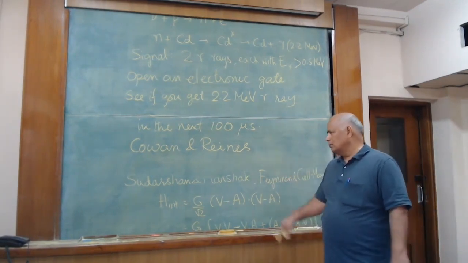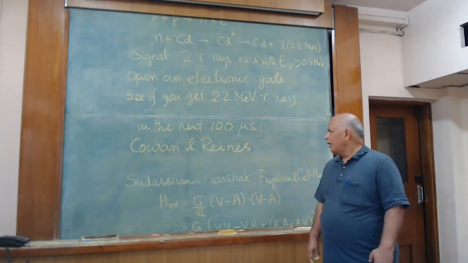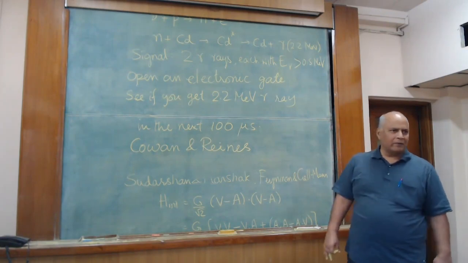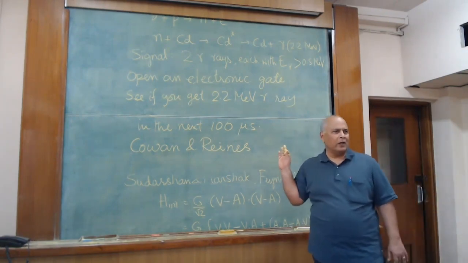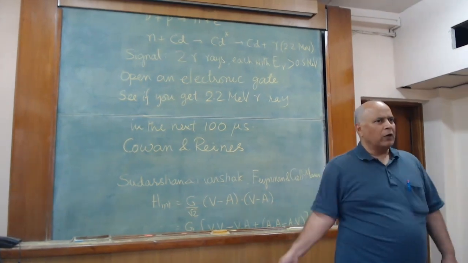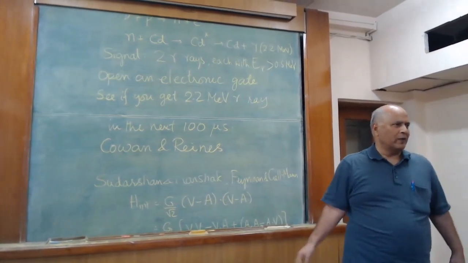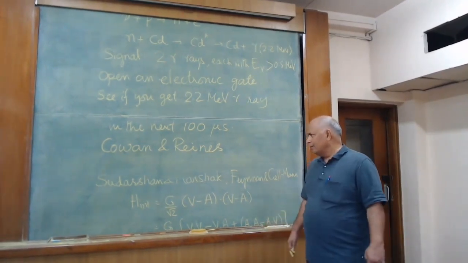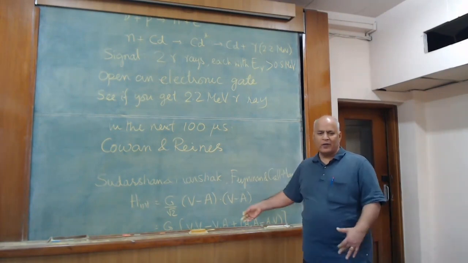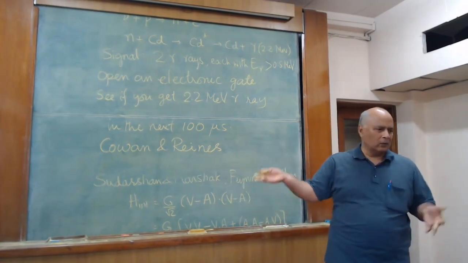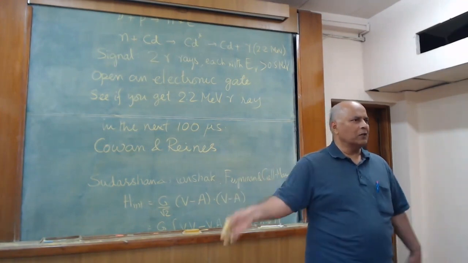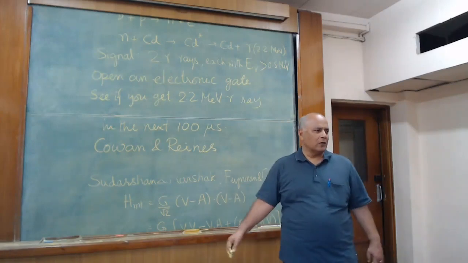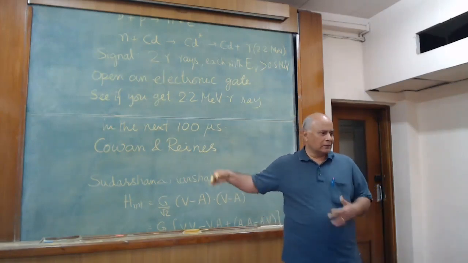Cowan died somewhat early, and for whatever reason, the Nobel Committee decided to give a Nobel Prize to Reines only in 1995, 40 years after the original experiment. And I had just joined IIT Bombay, and when the Nobel Prize was announced, my colleagues said, okay, you work on neutrinos, so why don't you give a departmental colloquium about the work which led to the Nobel Prize. And I gave the talk.